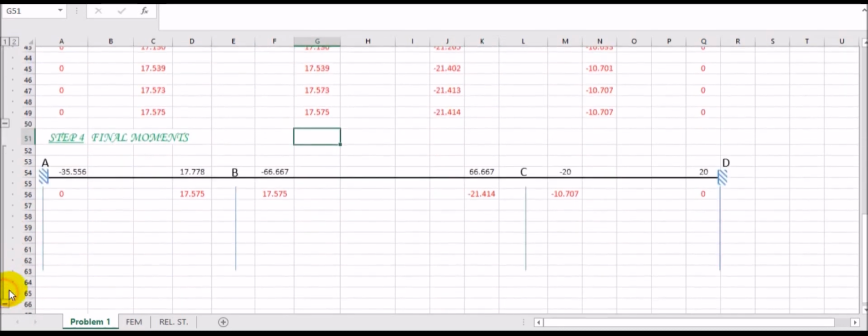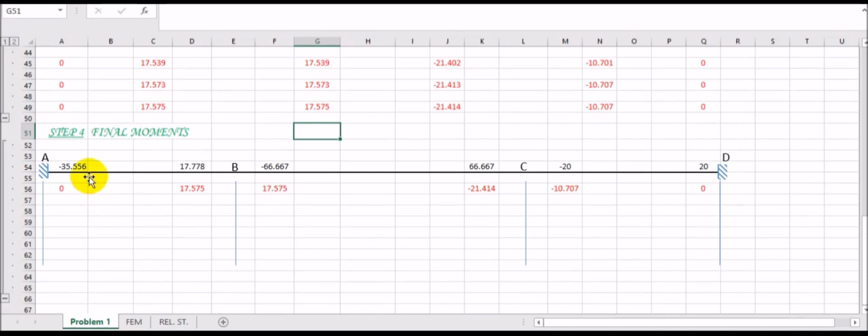Alright, so what I do here is that I draw the beam again. I write my fixed end moments here. These are my fixed end moments for AB, BA, BC, CB, CD and DC. Okay, below that I write my last values that I found here, that is 0, 17.575, this value here, this value here, minus 10.707 and 0. Okay, so this has to be done.